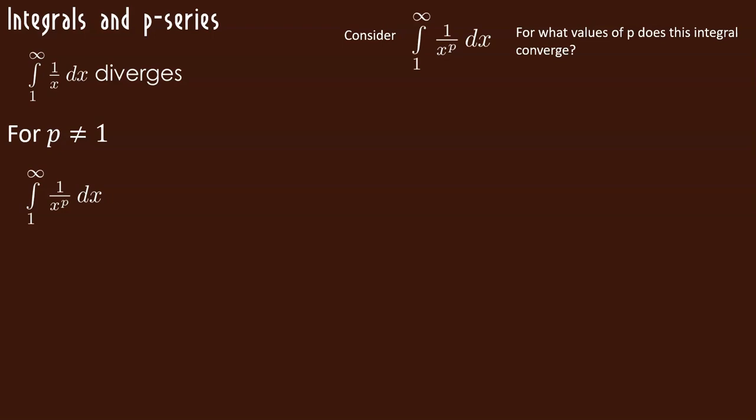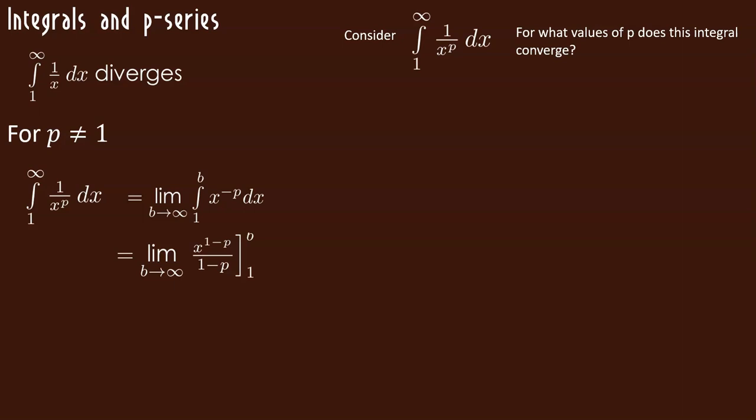Since this is an improper integral, I need to take a limit as b goes to infinity, integrate from 1 to b of x to the negative p dx. I went ahead and wrote it as x to the negative p, so it would make integrating easier in the next step. Integrating x to the negative p, I add 1, divide by what I get. So I get x to the 1 minus p over 1 minus p. Limit as b goes to infinity, that's taken from 1 to b. Oh, my b got chopped off there.